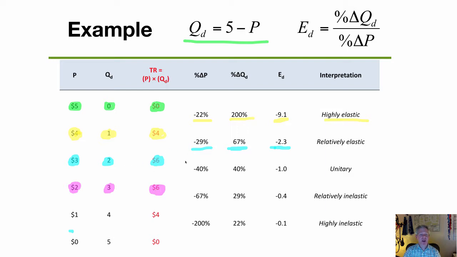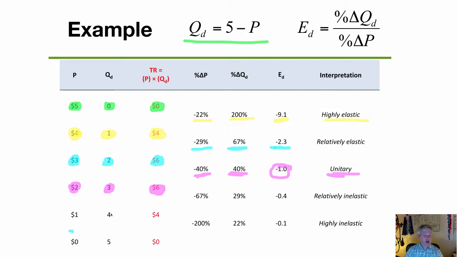All right. So now we get a price decrease of 40%. Going from 3 to 2 is 40%. Going from 2 to 3 is a 40% increase in the quantity demanded. And if we plug 40 and 40 into this, we get a -1. This is that unitary elastic case. All right. And again, we keep going with the table.